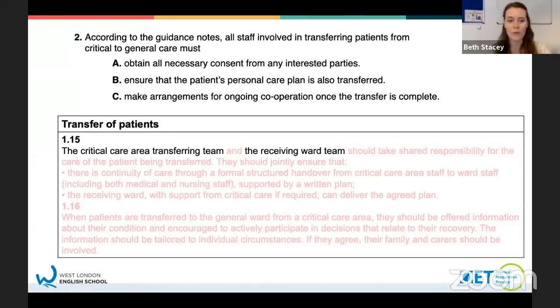Now, we've got here in our first line, the critical care area transferring team and the receiving ward team. And we can see that in that sentence half at the beginning, it says all staff. Now, everything about this reading is related to the staff involved in the transferring of patients. And all the staff mentioned are in the critical care area transferring team and the receiving ward team. So we can see that we need to look in that sort of area to make sure that we're answering the question.